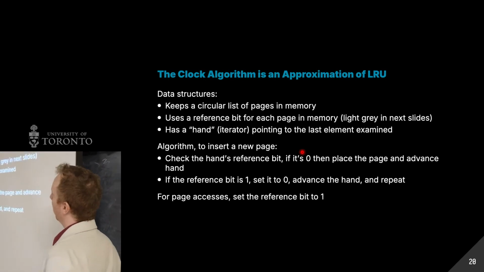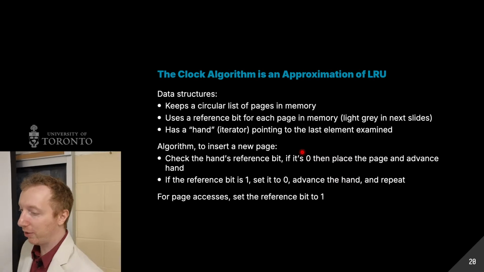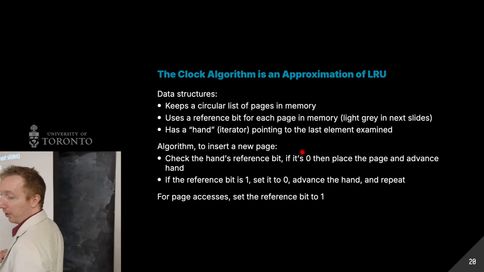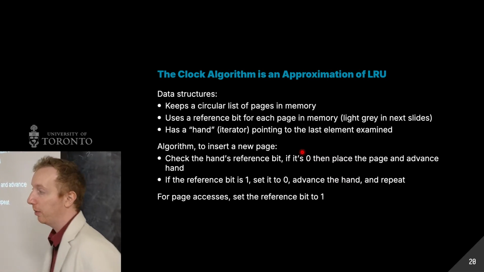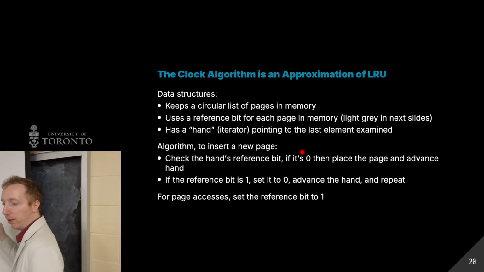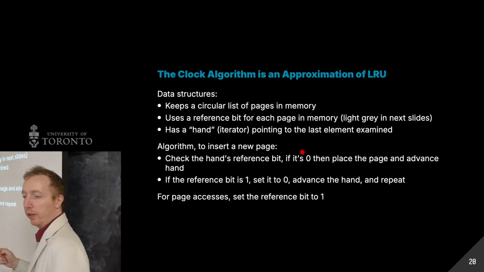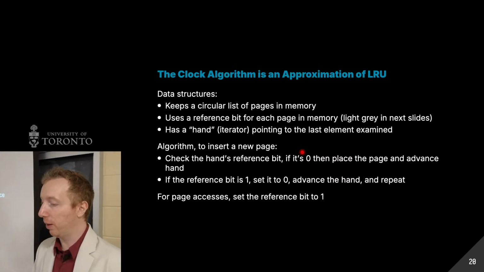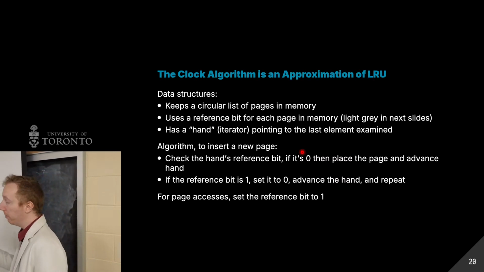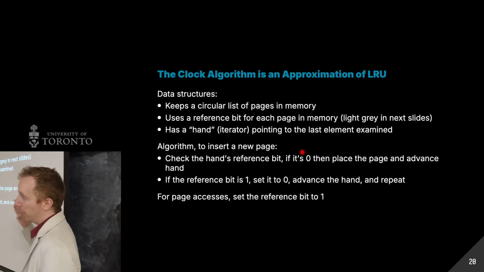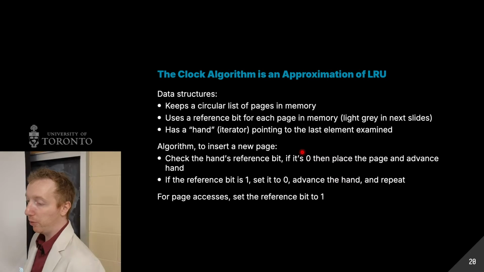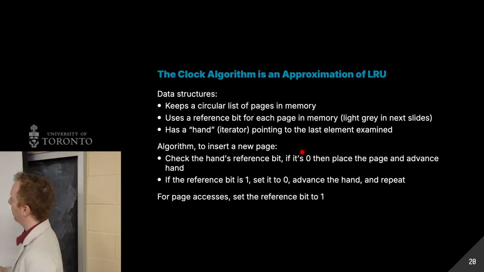New record, hell yeah. So, the clock algorithm is an approximation of least recently used. The data structure is a circular list of pages in memory. Again, just draw a little circle, where one links to the other and they go around in a circle. You'll be using a reference bit for each page in memory. I just put it in a box at the bottom. You can do whatever you want, but this would be managed by the MMU itself. It also has a hand, or an iterator, pointing to the last element examined.